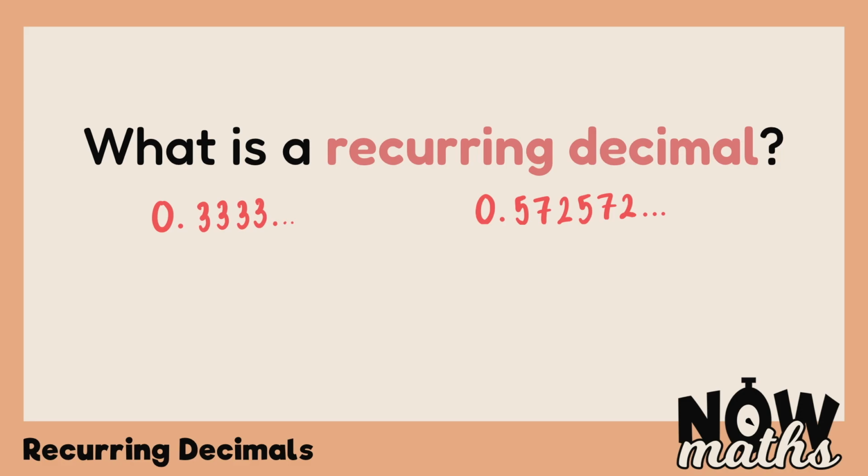In maths, the notation we use for recurring decimals is a dot above the number or pattern that repeats. So for 0.3 recurring, we would write 0.3 with a little dot above the 3 to show that it goes on infinitely. And for the 0.572 recurring, we would put a dot above the 5 and the 2 to show that everything between the 5 and the 2 is repeated infinitely.